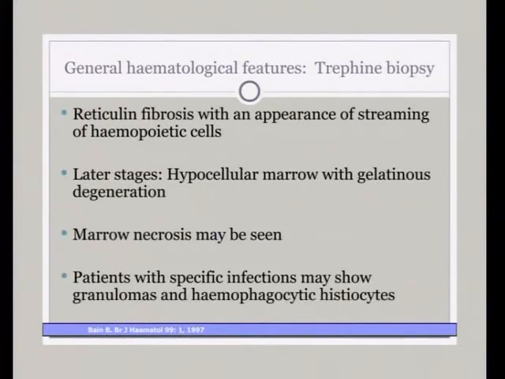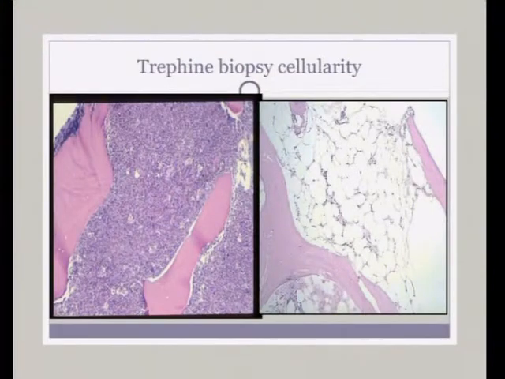And then patients with specific infections may show granuloma formation. And in some series, of patients with TB, 80% of those that have sufficient immune reserve will have granulomas in their bone marrows. And this is better assessed on the trephine biopsy than on the aspirate because the architecture is maintained. And this is typically what it looks like when you look at that biopsy specimen.